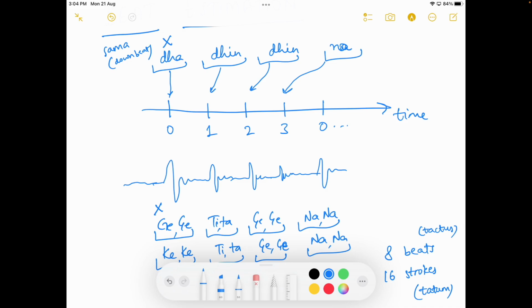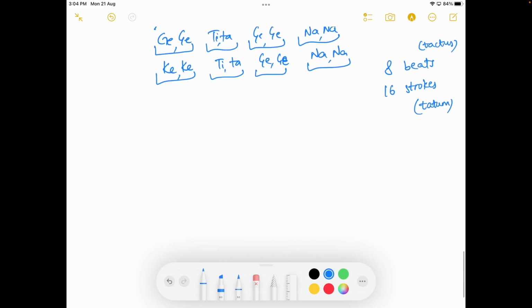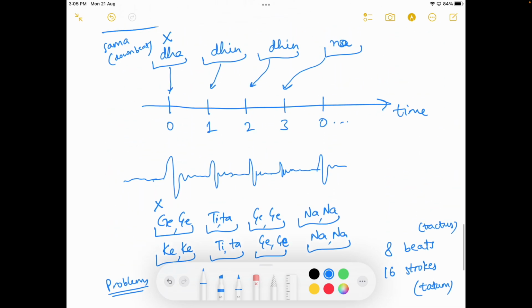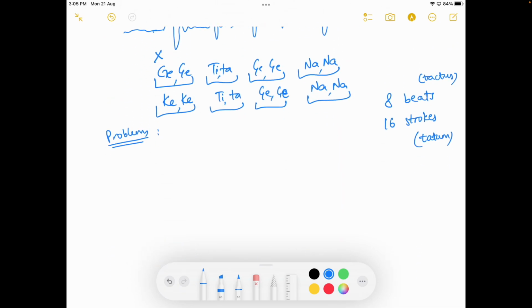Right? Now, interesting problems in music: what problems are possible? If I am playing some music, it has a pace. I can say, dha, dhin, dhin, na, or I can say it very slowly. Very fast, very slow, intermediate. So many speeds are possible.